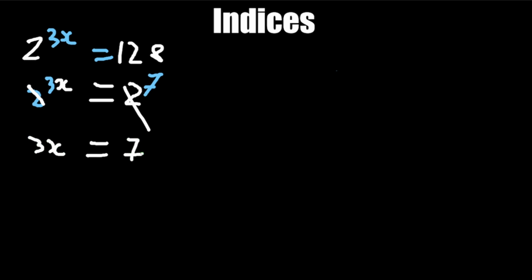equals 7. So how do we solve this equation? It's really simple. We just divide 7 by 3. So 7 divided by 3 is going to be x. So therefore, 2 to the 3 times 7 over 3 is equal to 128.